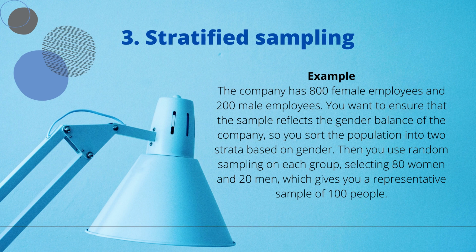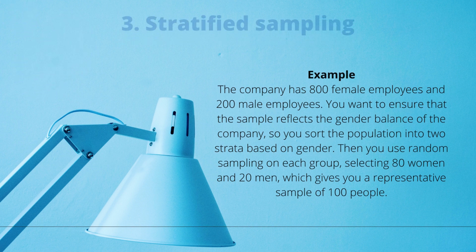So, for example, the company has 800 female employees and 200 male employees. You want to ensure that the sample reflects the gender balance of the company, so you sort the population into two strata based on gender. Then you use random sampling on each group, selecting 80 women and 20 men, which gives you a representative sample of 100 people.